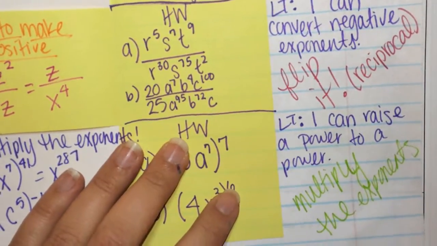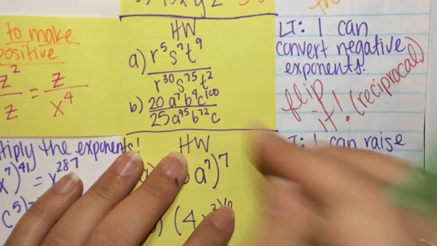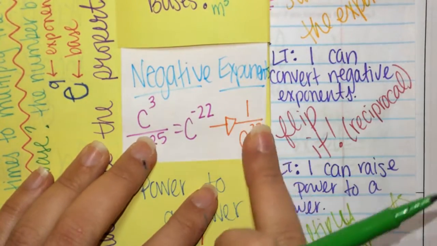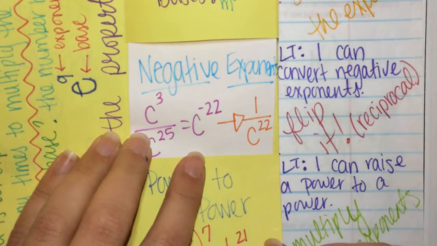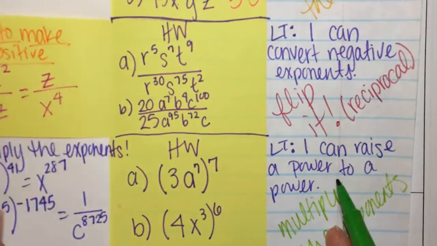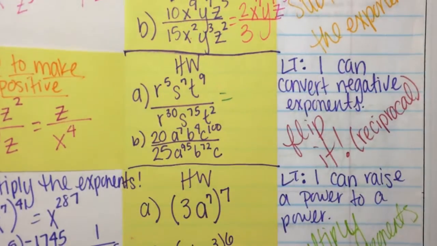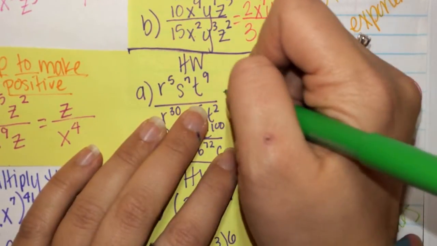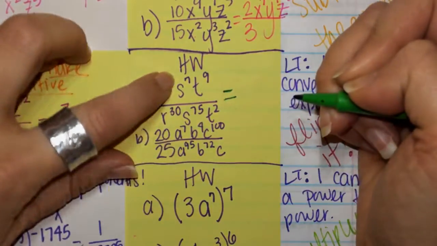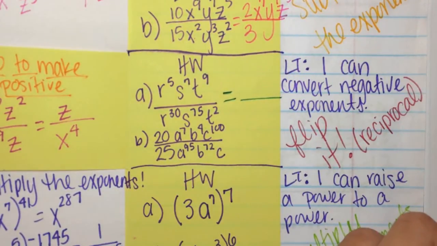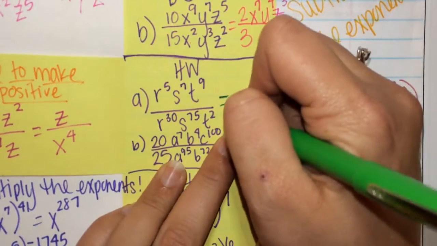Alright, so on these guys, the first A and B was on negative exponents. And what do we do when we have negative exponents? You flip it. Okay, so when you divide like bases, what do you do to the exponents? You subtract. Okay, so what's 5 minus 30? Negative 25. So is that going to go on top or on bottom? It's on the bottom.